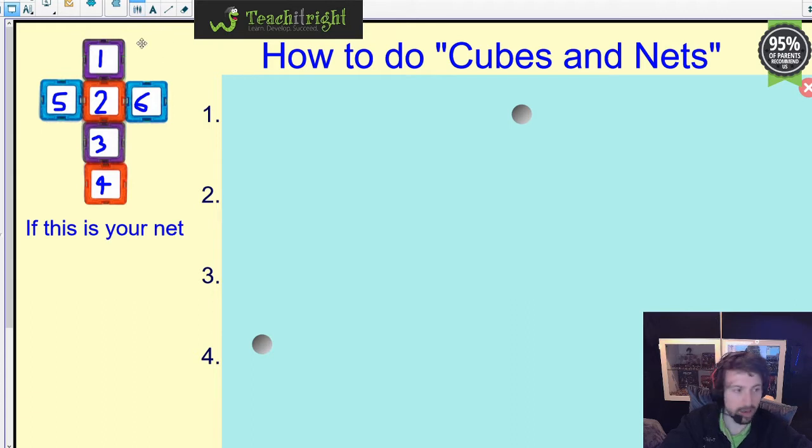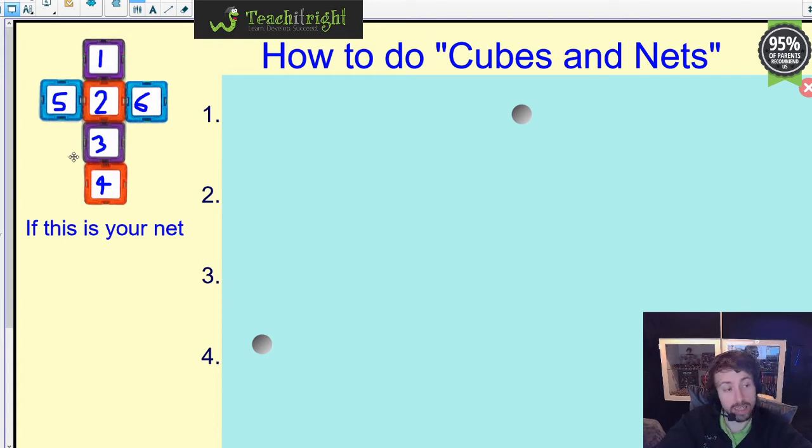You can see I've got my net, and on it the faces have numbers. Sometimes there'll be letters, sometimes shapes, sometimes numbers. The reason I've chosen numbers for this example is just because they stand out, and it's quite easy to notice if a number is back to front or the wrong way around. So you'll see that in just a moment. But again, they can be all sorts.